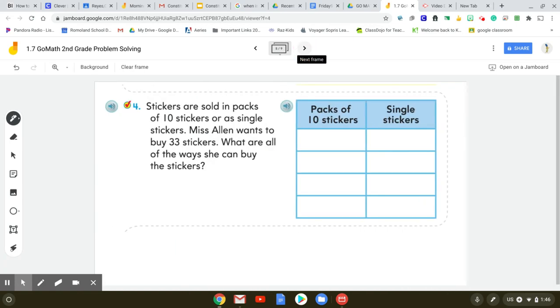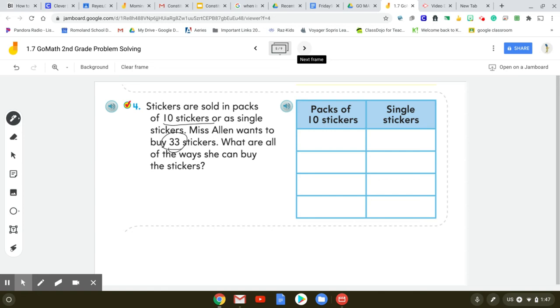Number 4. Stickers are sold in packs of 10 or as single stickers. Miss Ellen wants to buy 33 stickers. What are all the ways she can buy the stickers? So let's read it one more time. Stickers are sold in packs of 10 or as single stickers. Miss Ellen wants to buy 33 stickers. What are all the ways she could buy 33 stickers?